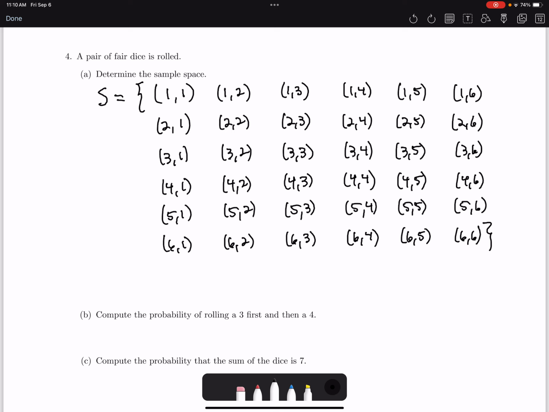Notice that there are 36 possibilities here, and that makes sense because there are 6 possibilities for the first die and 6 possibilities for the second die. So if we're trying to count up the number of possibilities, we would use the multiplication rule and say, well, it's 6 times 6, right? 36.